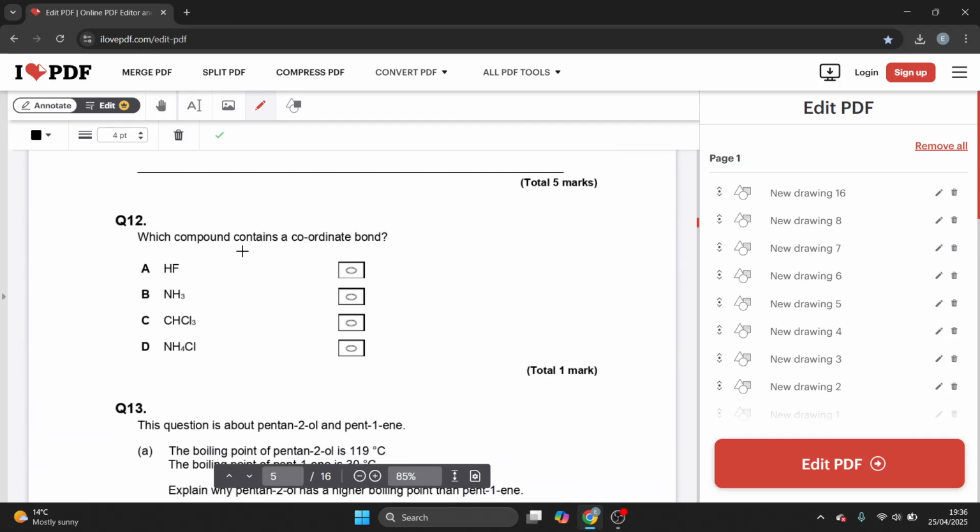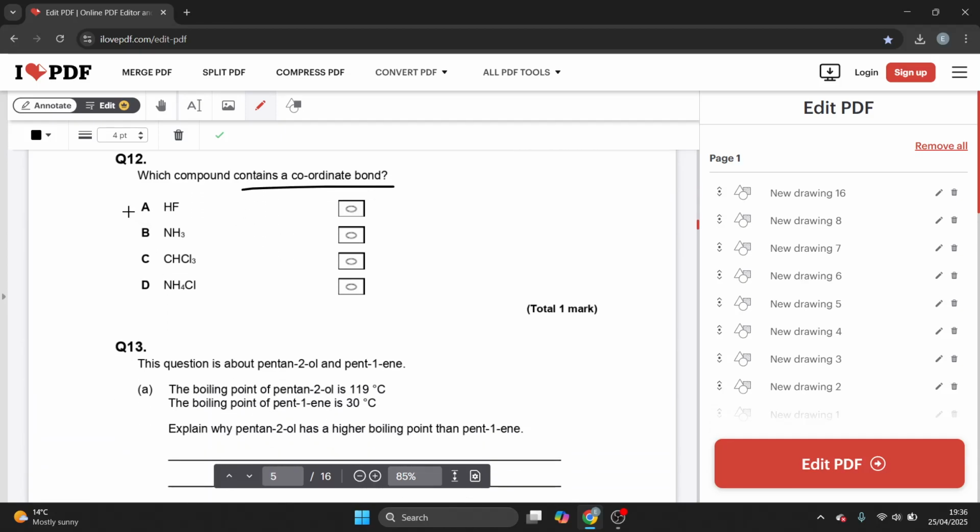Which compound contains a coordinate bond? HF? No. NH3? No. CHCl3? No. NH4Cl? Yes, it does contain a coordinate bond.